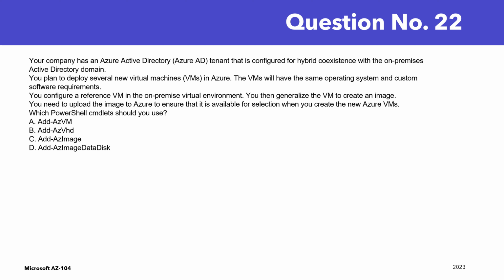Your company has an Azure Active Directory, Azure AD, tenant that is configured for hybrid coexistence with the on-premises Active Directory domain. You plan to deploy several new virtual machines, VMs, in Azure. The VMs will have the same operating system and custom software requirements. You configure a reference VM in the on-premises virtual environment. You then generalize the VM to create an image. You need to upload the image to Azure to ensure that it is available for selection when you create the new Azure VMs. Which PowerShell cmdlet should you use?